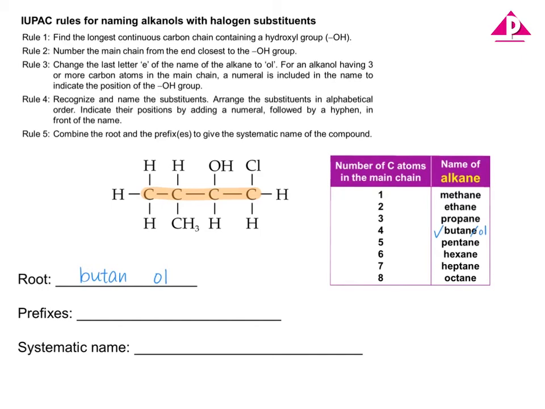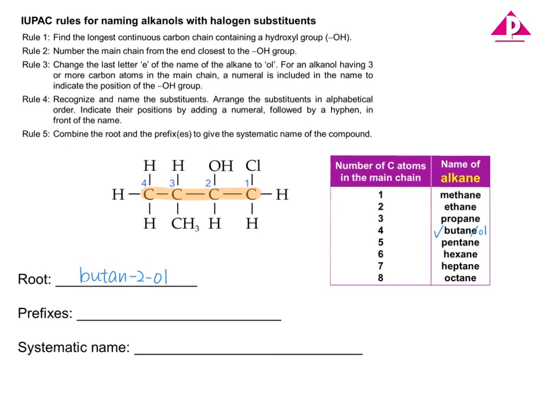However, since this alkanol has more than 3 carbon atoms in the main chain, we need to include a numeral in the name to indicate the position of the hydroxyl group. According to Rule 2, we should start numbering the chain from the end closest to the hydroxyl group. The hydroxyl group is attached to the second carbon atom, so the root is butan-2-ol.